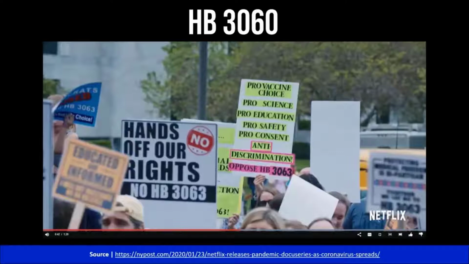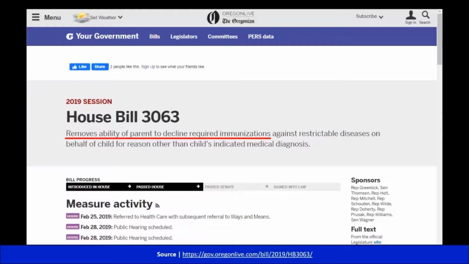3063. Oh, I made a typo on the top there. I put 3060. It's 3063, okay? What does that mean exactly? What are they talking about? House Bill 3063 removes the ability of the parent to decline required immunizations against restrictable diseases on behalf of the child for the reason other than the child's indicated medical diagnosis. So as a parent, you can't say for any reason now that your child can't be vaccinated.